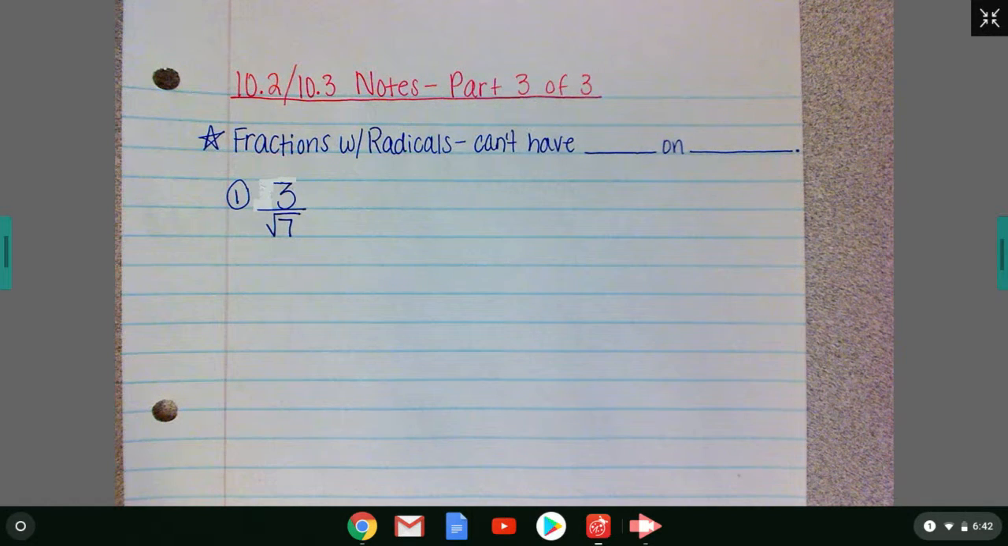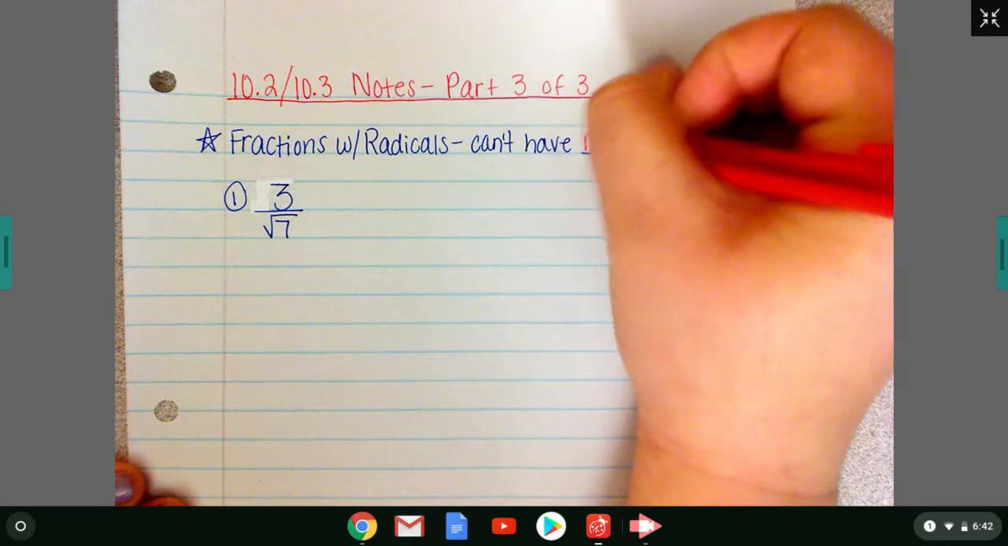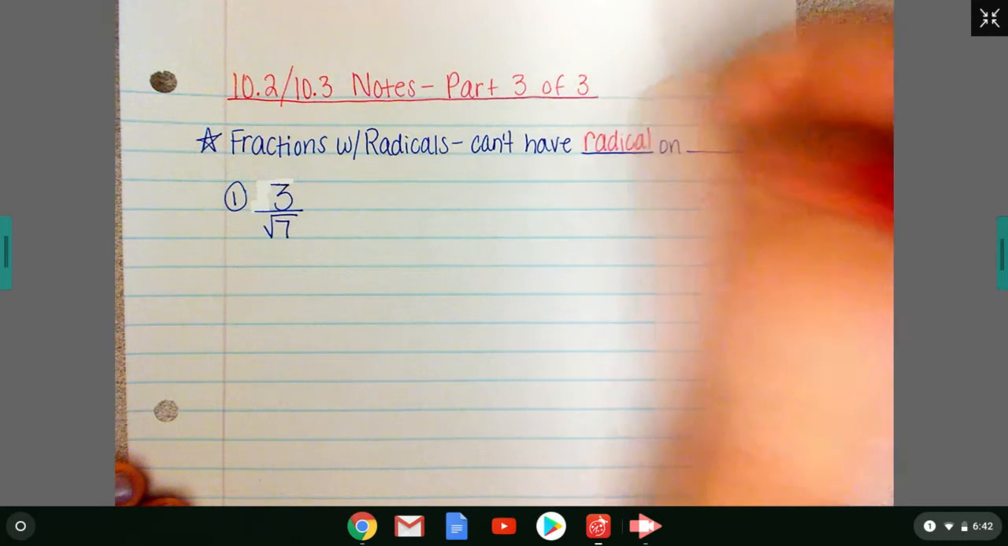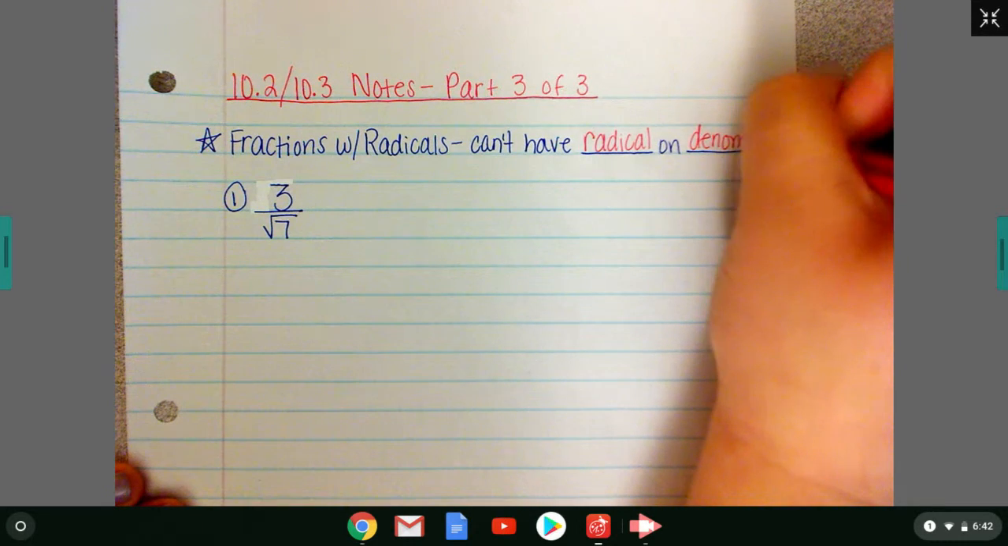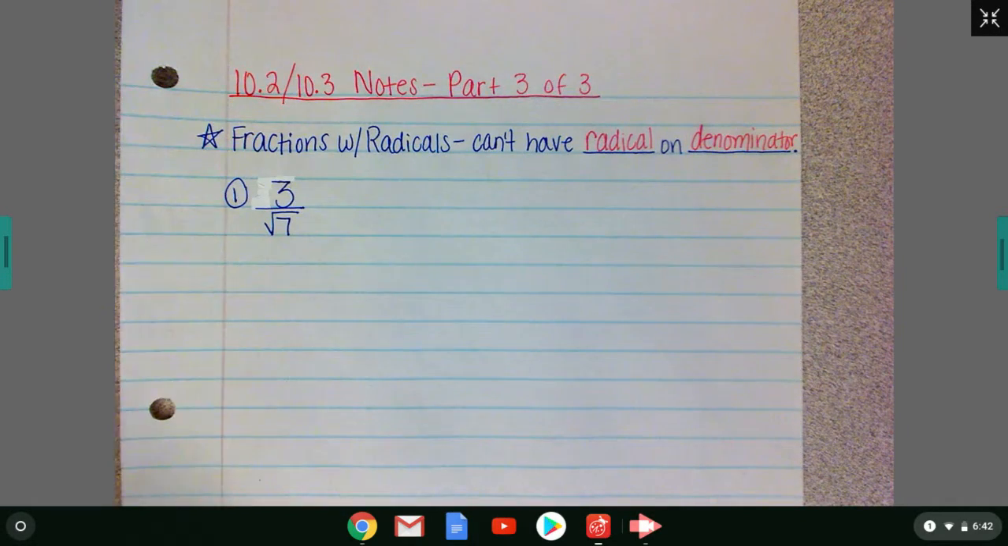in a division problem. So the first thing we need to know is that fractions with radicals can't have a radical on the denominator. If we had a radical on the denominator, it's called irrational because that fraction would have gone on and on forever. So we can't have that. So what we'll have to do is rationalize the denominator, is how we'll call it.